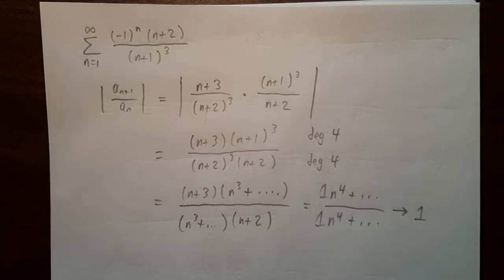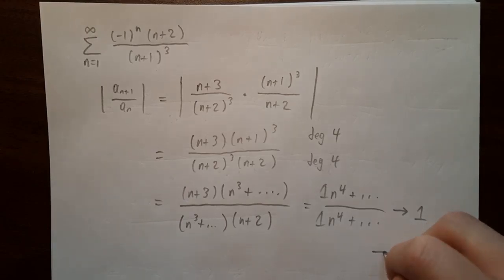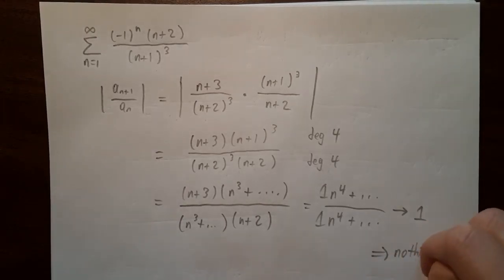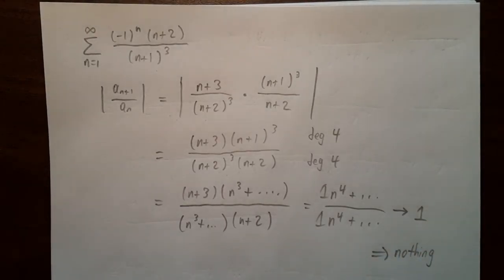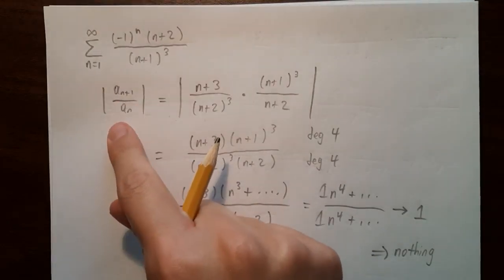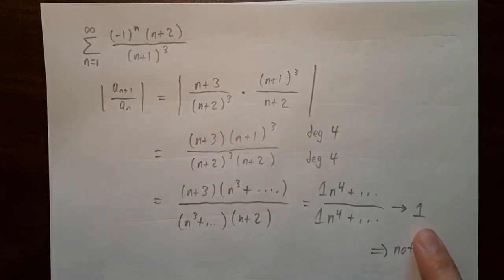I think that tells me nothing, right? Yeah, because the ratio test says that if you take the limit of a sub n plus 1 over a sub n, and you get something that is exactly equal to 1, then you learn nothing. The ratio test throws up its hands and says, I don't know, do another test.